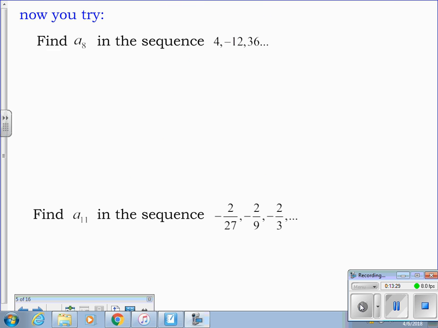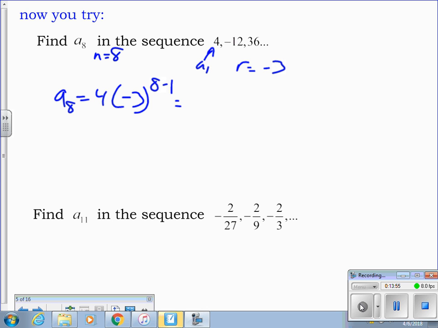Okay. So once again, we're looking, the nth term is n is 8. A sub 1 is 4. R in this case is -3. Okay. So the 8th term, a sub 8, is 4 times -3 to the 8 minus 1 power. Be careful, particularly when you're raising a negative number. When you have r is negative, you've got to be careful about what your answers are going to be. If you type it in wrong, you're going to get it wrong.